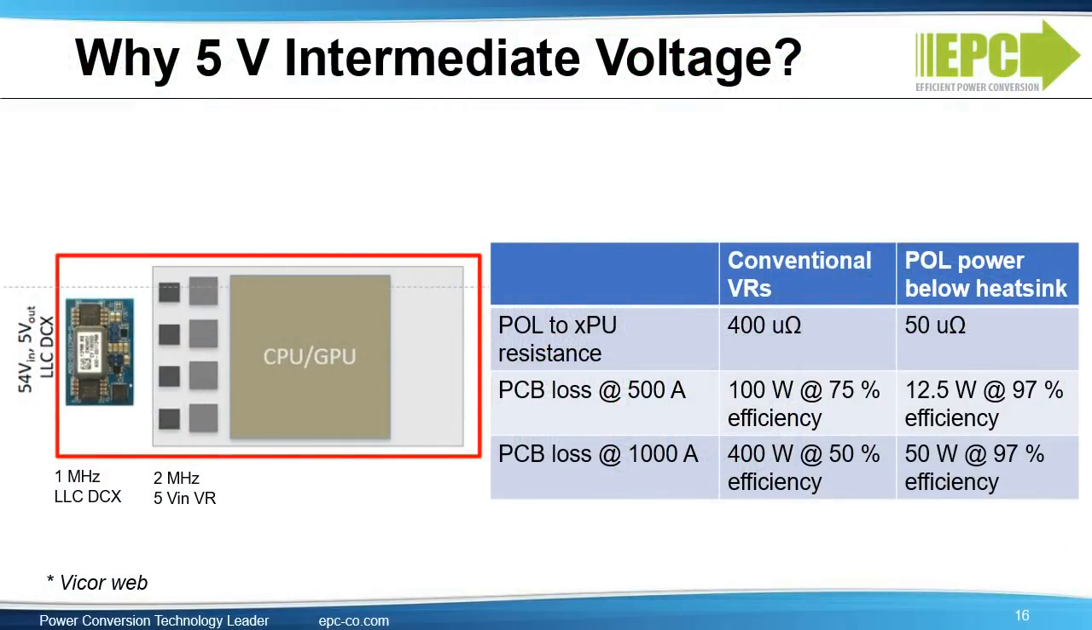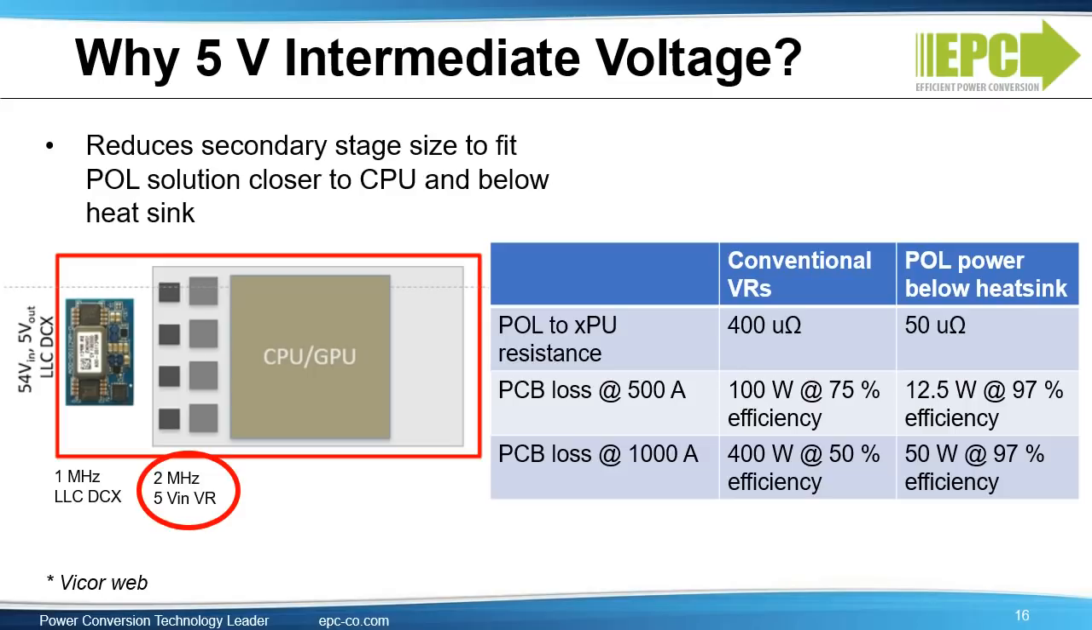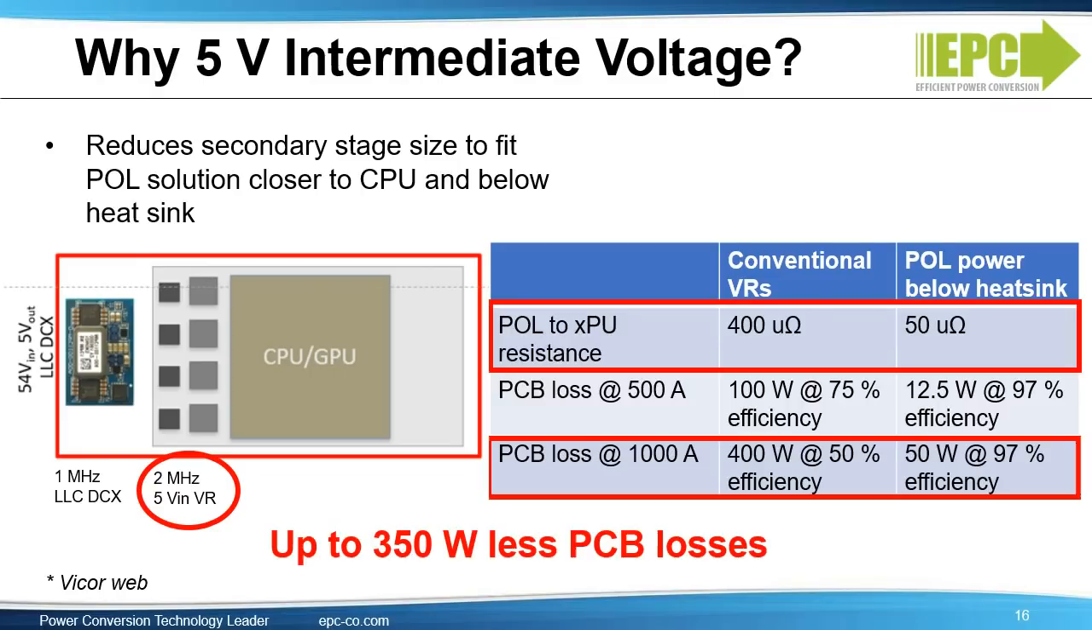5 volt input and higher switching frequencies above 2 megahertz allow the point of load to be much closer to the GPU or CPU. This reduction in distance can reduce the resistance between the point of load and the CPU or GPU by as much as 350 microohms. At 1000 amperes, that's a 350 watt reduction in losses.